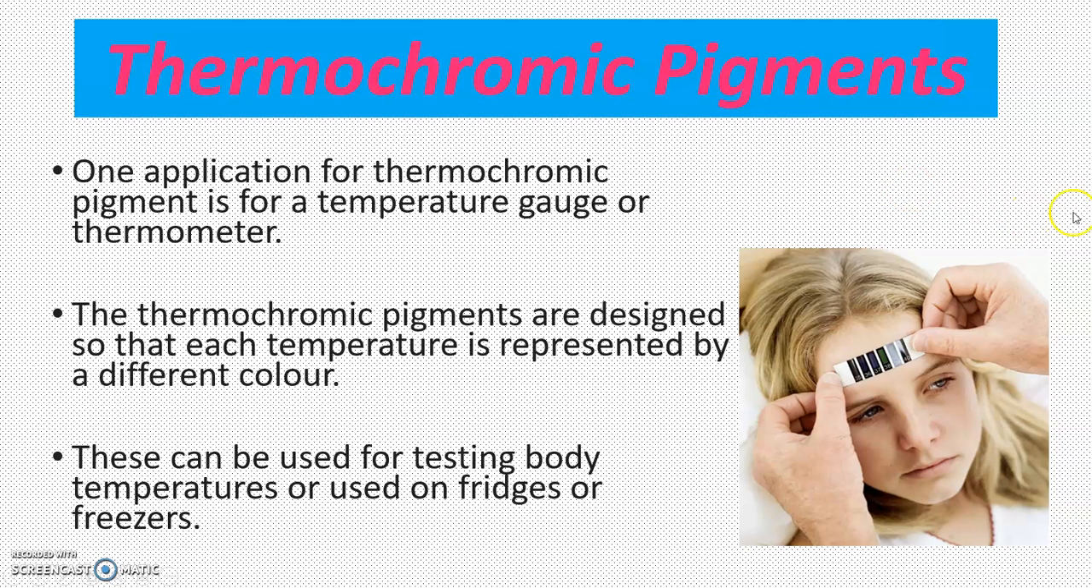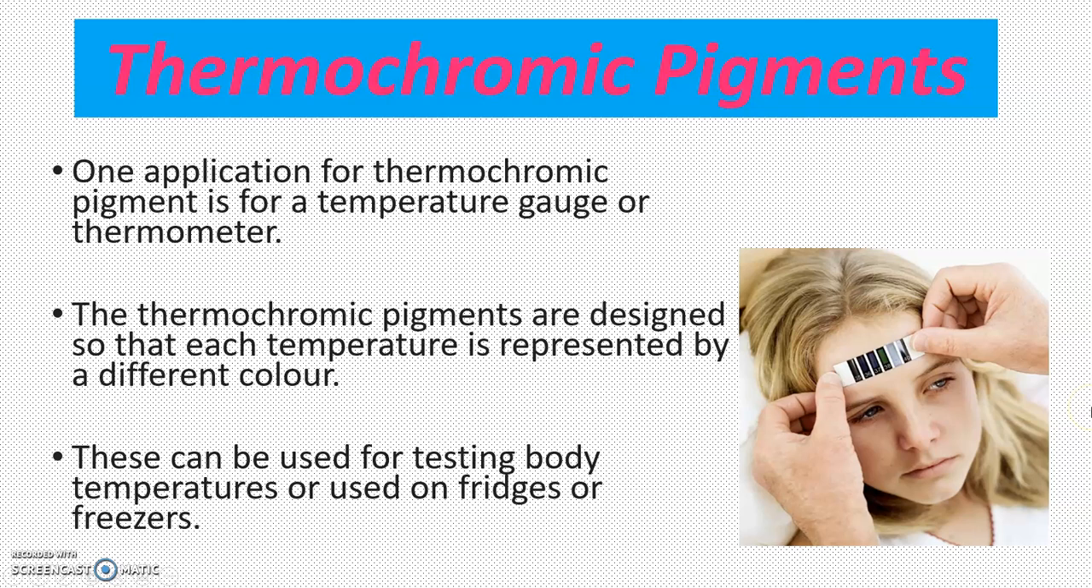The thermochromic pigments are designed so that each temperature is represented by a different colour, and as you can see here, each bar knows that at 39 degrees it needs to change colour. These can be used for testing body temperatures, or in fridges and freezers, especially in industry, and it makes it easy. They can just open the fridge and say, oh, that fridge is too hot, we need to change the temperature, that sort of thing.